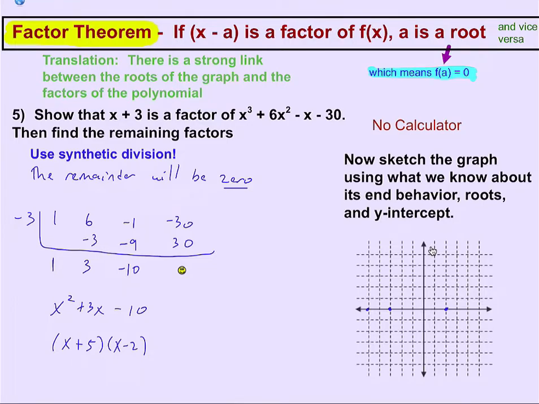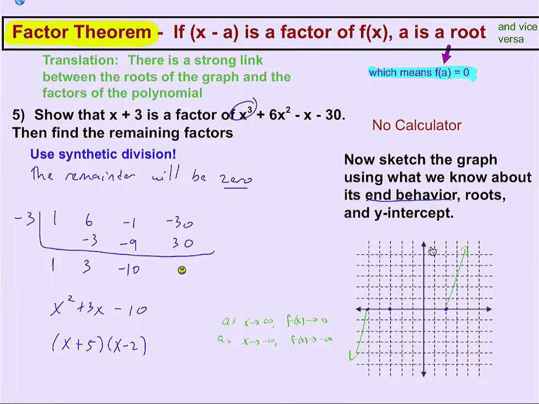And we also know end behavior, because it is a cubic function. We know that as x approaches infinity, f of x approaches infinity. And as x approaches negative infinity, f of x approaches negative infinity. So we know that our end behavior is going to be going up there and down there.